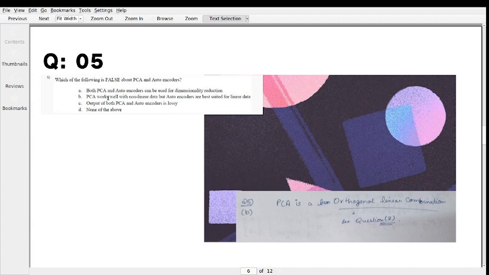Actually it is opposite. PCA works well with linear data, and autoencoders are best suited for non-linear data. How? When autoencoders use more than one hidden layer, they behave like a non-linear function, a non-linear contraction. In PCA we cannot add hidden layers because it is a mathematical approach.